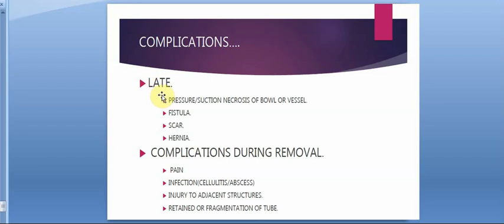Next is late complications. In late complications, after infection has spread, there could be complete death of the tissue. There could be necrosis. Sometimes there can also be fistula formation. Fistula means abnormal connection between two organs. Fistula can form whenever there is infection also. And scar tissue may be there, or hernia may also form. Hernia is a protrusion of the organ. So these are some late complications.